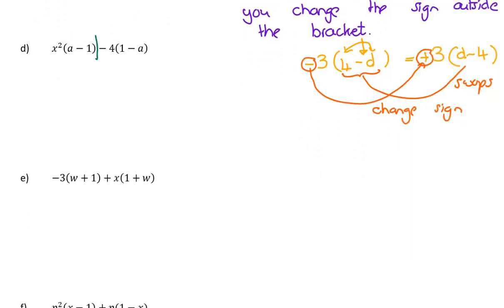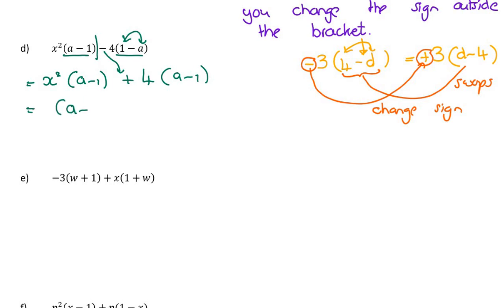There are two terms here. This is a minus 1, that's 1 minus a. It's not a plus sign, so I can't just swap it around, which means I need to pick one to leave. So I'm going to leave the a minus 1, and I'm going to swap the 1 minus a to be a minus 1, as long as I swap the sign outside the bracket. Now I have a highest common factor of a minus 1, and I'm left with x squared plus 4.